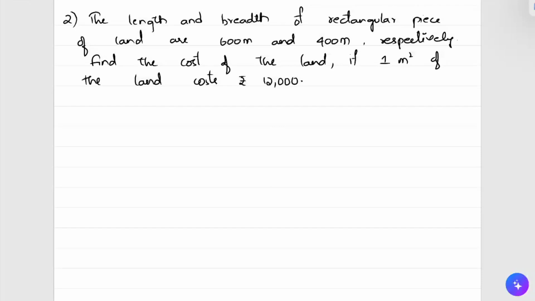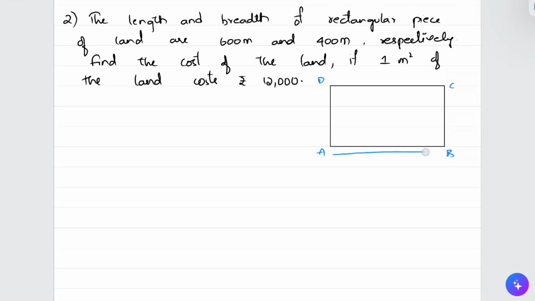Okay, see the question. The length and breadth of a rectangular piece of land are 600 meters and 400 meters respectively. Find the cost of the land if 1 meter square of the land costs 12,000 rupees. So first, let's take a rectangle. We'll give the name A, B, C, D.